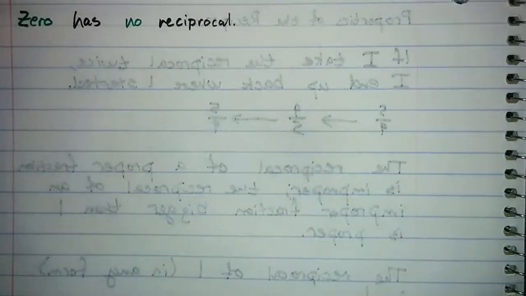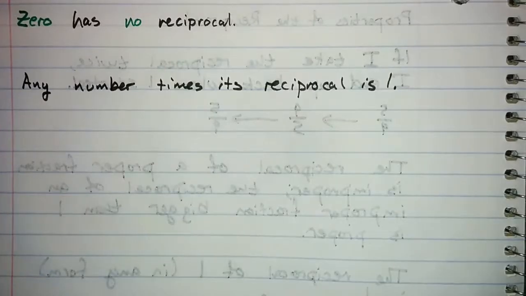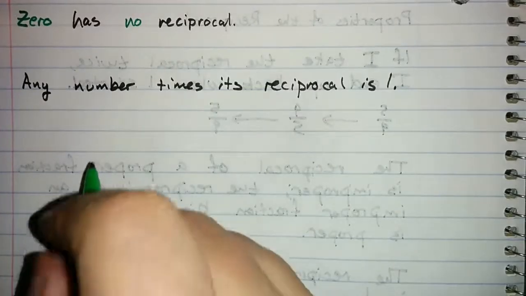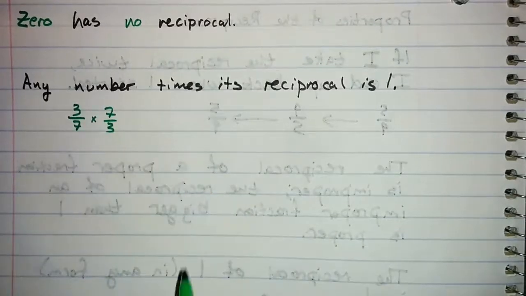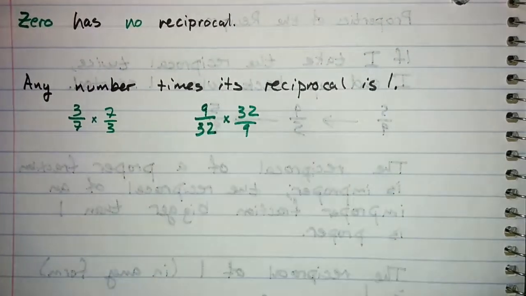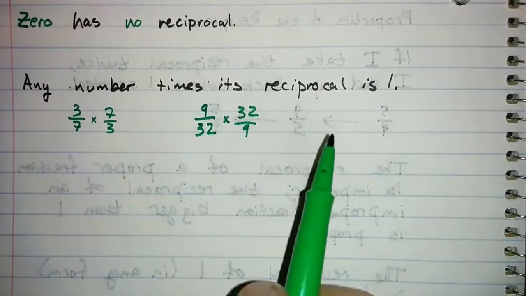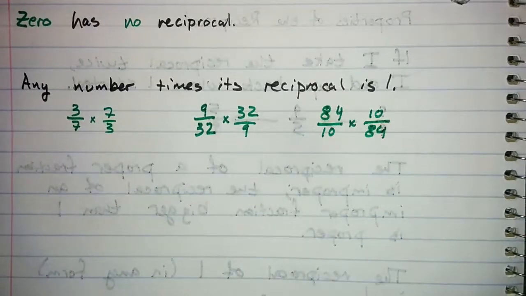0 has no reciprocal. If it did, that number would be a fraction with 0 in the denominator, which isn't a thing. All right, now here's the really interesting one. Any number times its reciprocal is 1. So 3/7 times 7/3, 9/32 times 32/9, 84/10 times 10/84, whatever. Any number times its reciprocal is always 1.